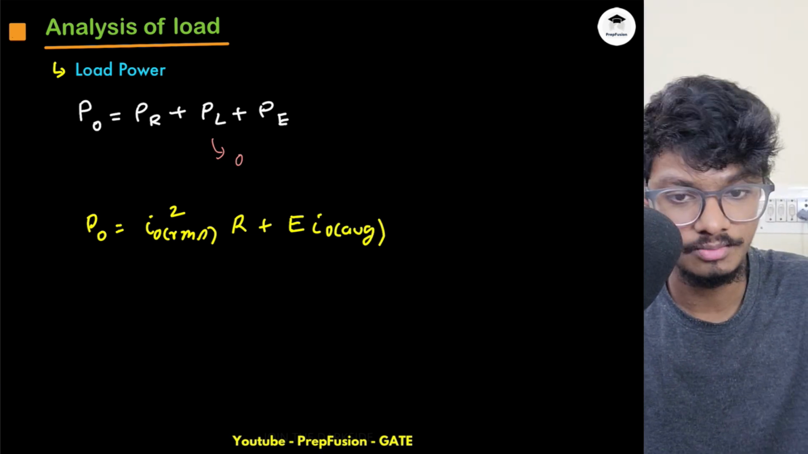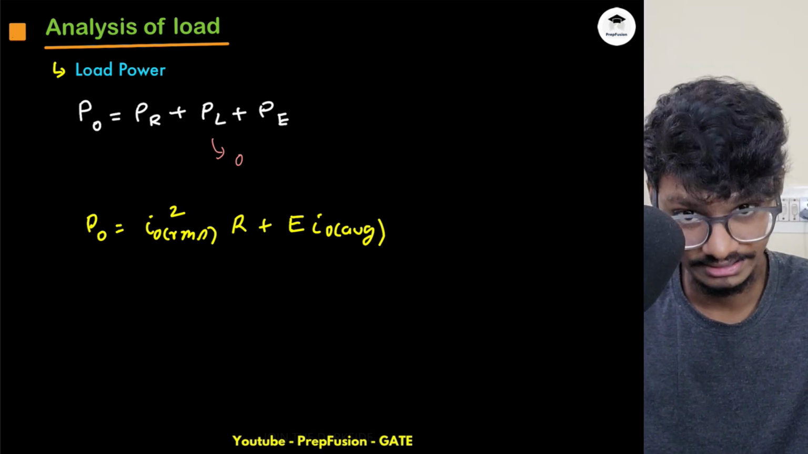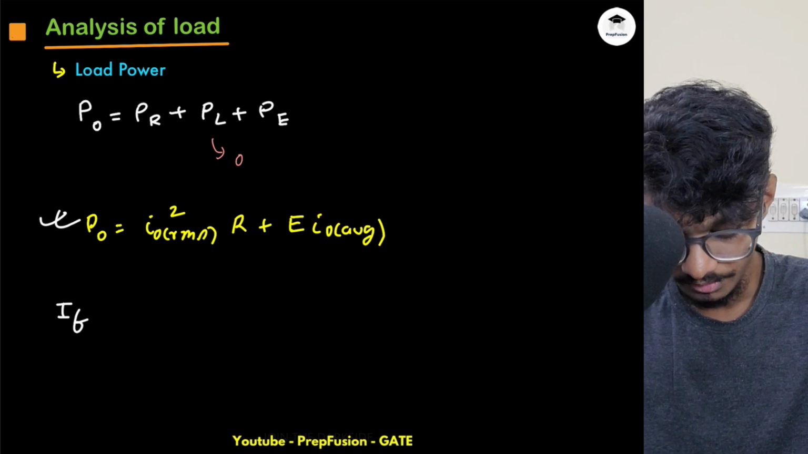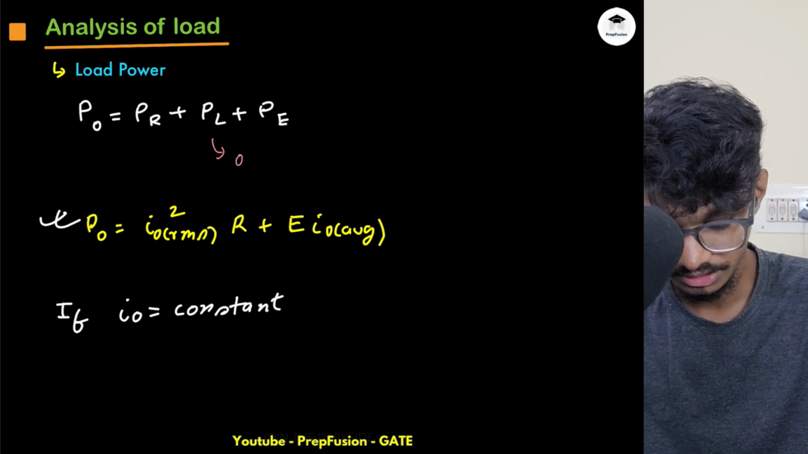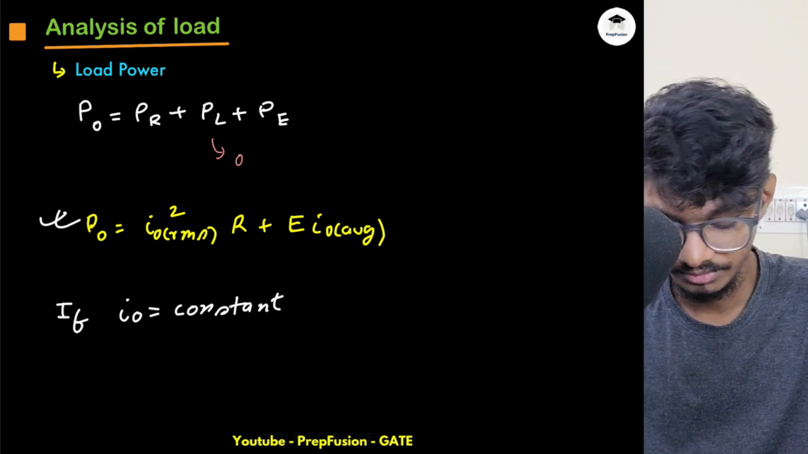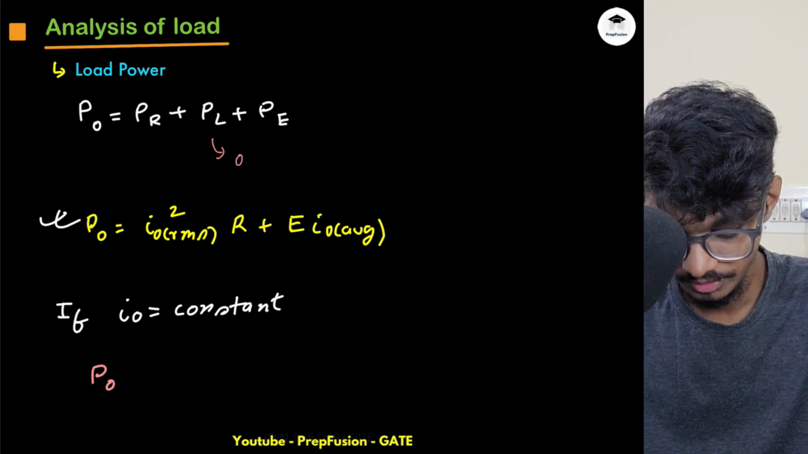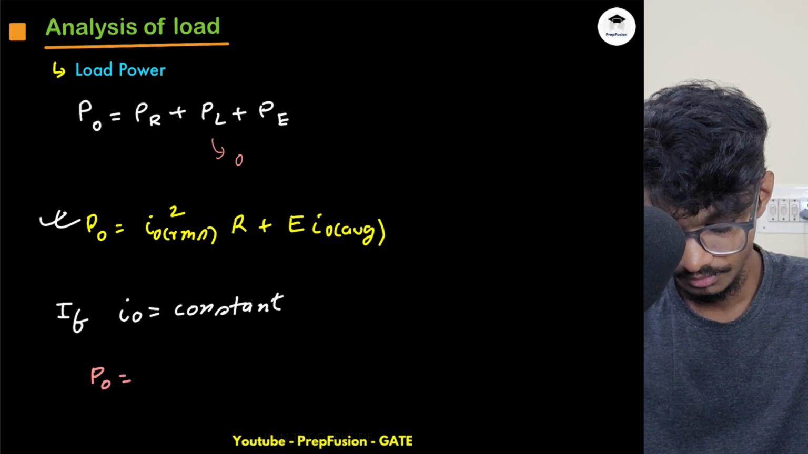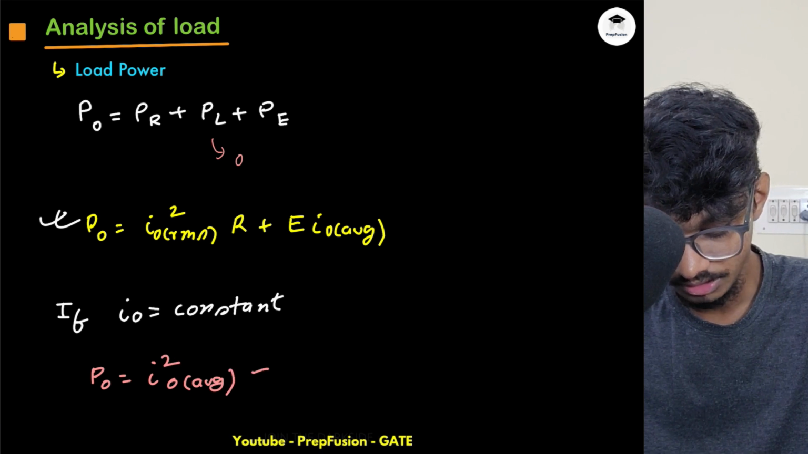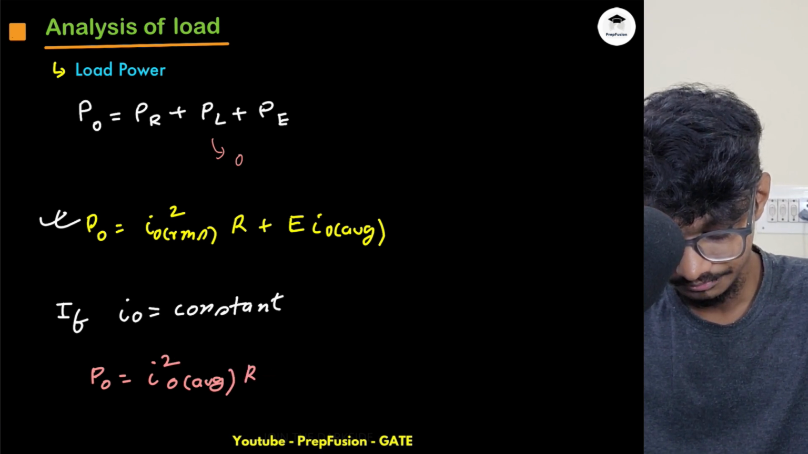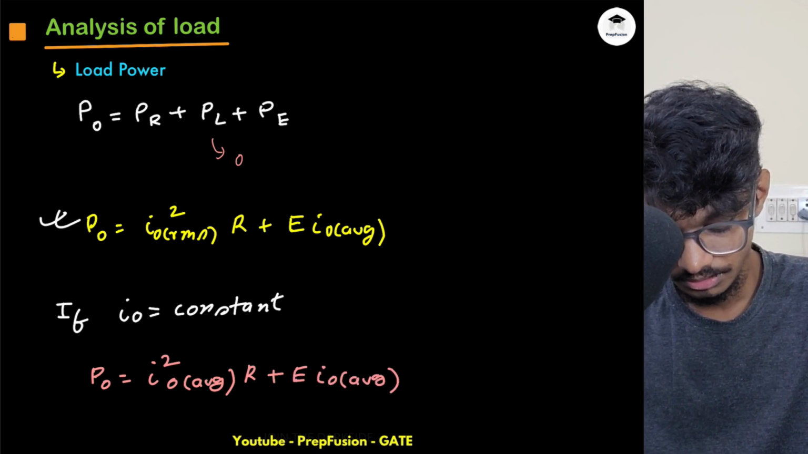One important point to note here is that this is always true, but if my IO is constant, then I can further simplify it. If my IO is constant, then my PO will equal IO RMS, which I can write as IO average, whole square into R plus E into IO average. Now what else can I write?